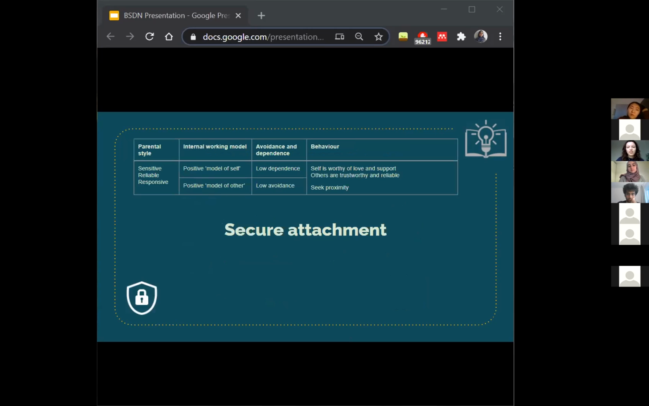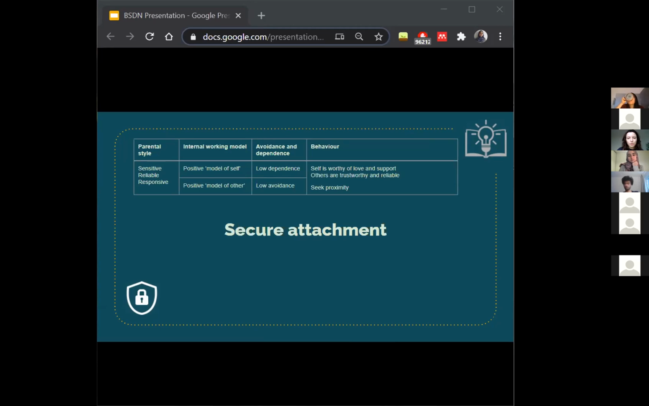The first attachment style is secure attachment. This style is developed in a child when the primary caregiver is sensitive, reliable, and responsive, which leads to positive models about self and about other. And this results in a low level of dependence and avoidance. So the dependence is based on whether you realize you can do something by yourself or if you really depend on others to take care of you. And the avoidance is more related to proximity seeking and being open to approach new people. So the resulting behavior is also to seek proximity and consider the self as worthy of love and support, and also realize that others can be trusted.